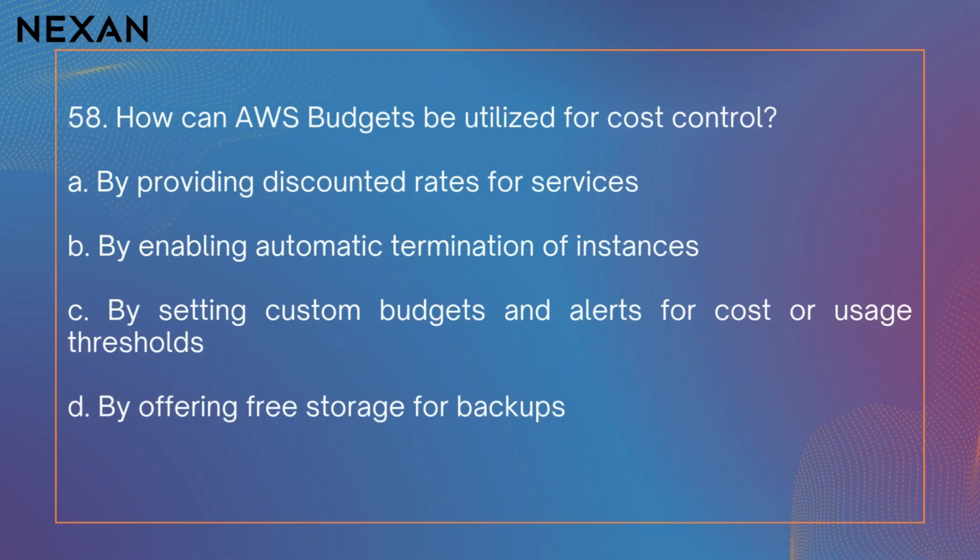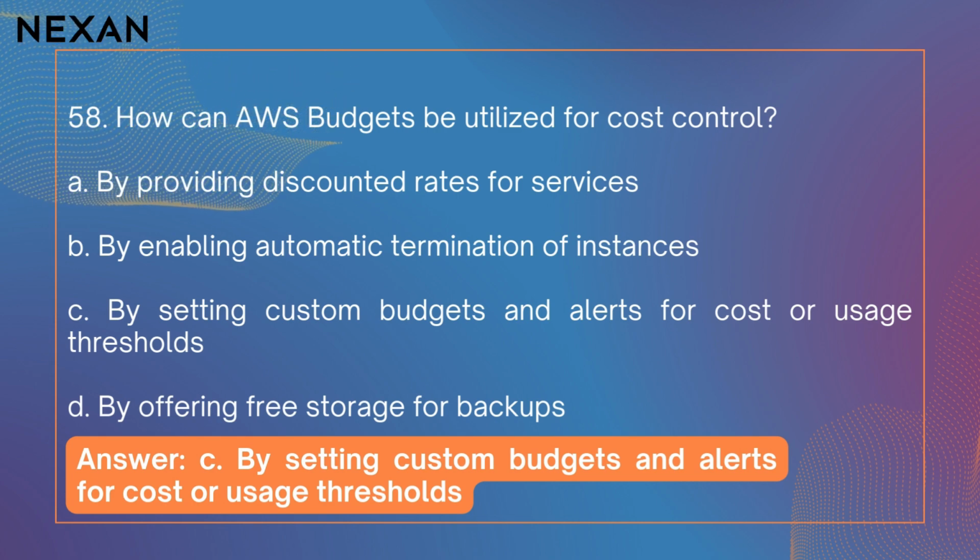58. How can AWS Budgets be utilized for cost control? A. By providing discounted rates for services. B. By enabling automatic termination of instances. C. By setting custom budgets and alerts for cost or usage thresholds. D. By offering free storage for backups. Answer: C. By setting custom budgets and alerts for cost or usage thresholds.